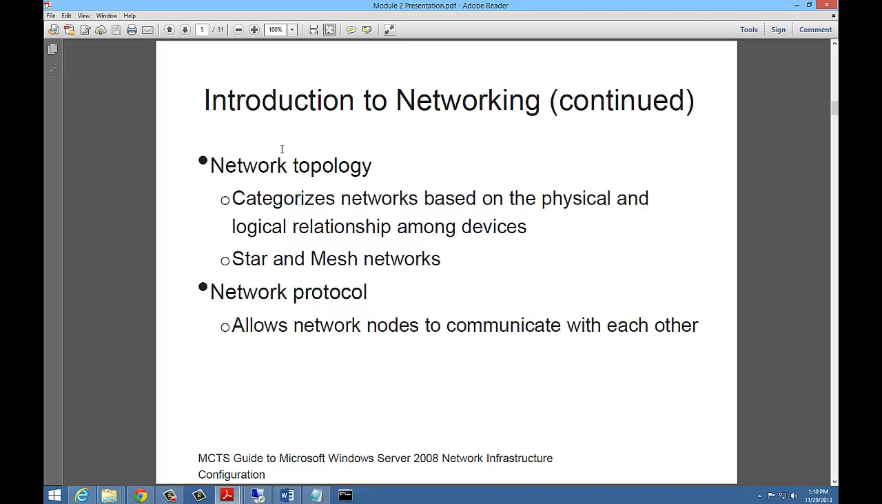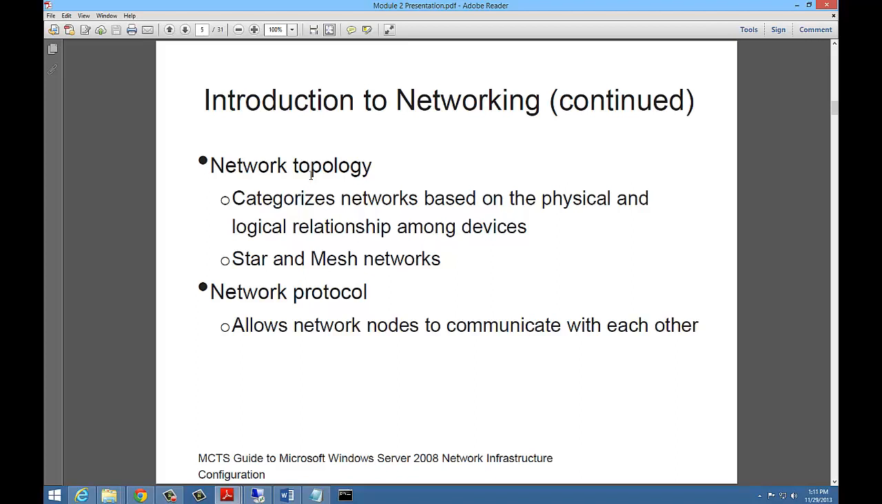There's also the ring method, which is used for older technologies that we tend not to use today, because if that ring is broken, then it's broken for everybody. So the star is definitely the most popular and cost-effective way of connecting your networks, where they're all connected to one or two main switches.